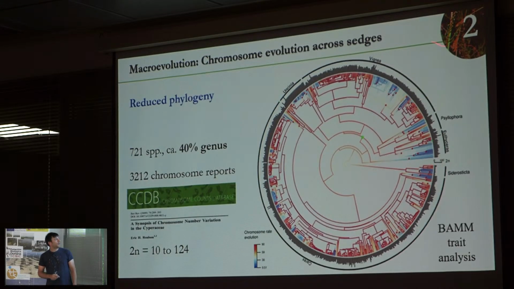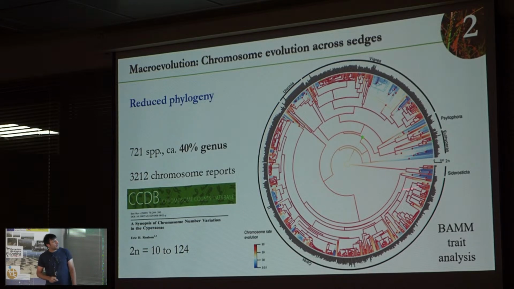So we looked for chromosome number reports for the species that we have in the phylogeny that I showed you. We were able to find over 3,000 chromosome reports from over 700 species, so around 40% of the genus. So here I show you the phylogeny. In the tips, you have the chromosome numbers. The minimum is a diploid chromosome number of 10, and the maximum is 124.